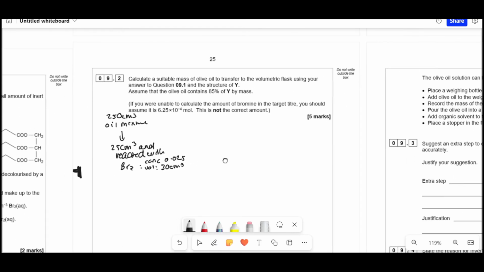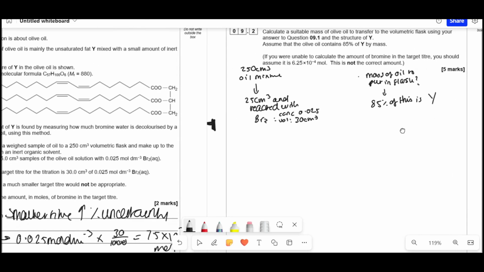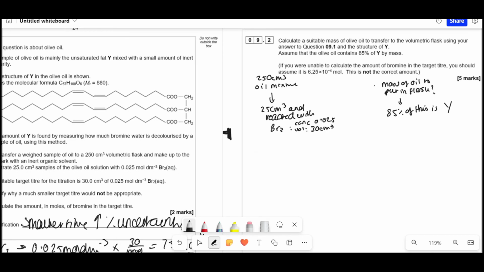Now what do they actually want you to find out? They said calculate the mass of oil to put in the flask, right? And they said that of this oil, 85% is Y. So Y doesn't make up the full 100% of it. Now you can work backwards. This mysterious stuff is reacting with Br2, and we know its concentration and volume. We took 25 cm³, so 250 will have 10 times as much. And then within this mixture, 85% of it is Y.